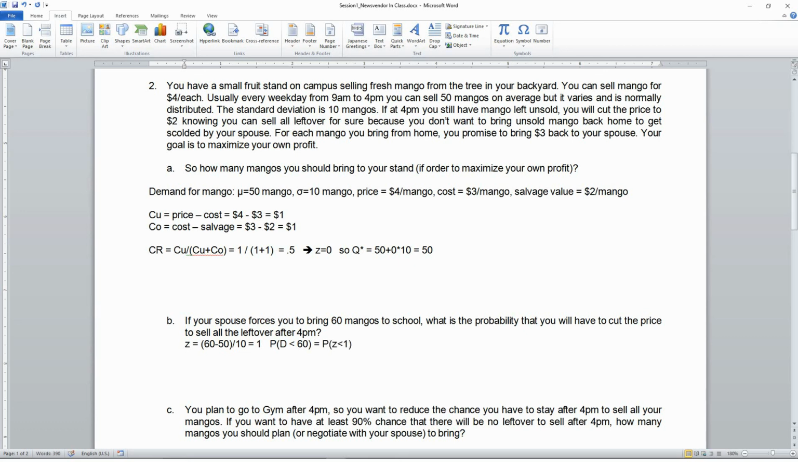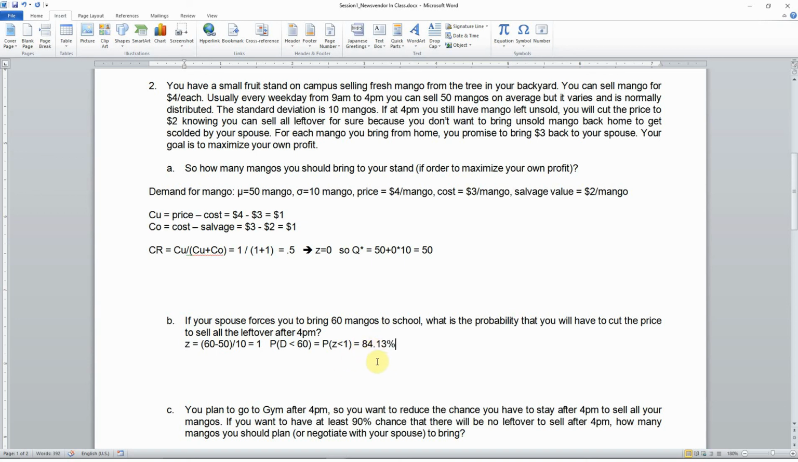Again, this is basic statistics. Remember, D is the demand for mangoes, with mean 50 and standard deviation 10. Z is just the standard normal, where the mean is 0 and the standard deviation is 1. So with the probability that z is less than 1, looking that up on the table, we get 84.13%. So we can have a service level of about 84%.